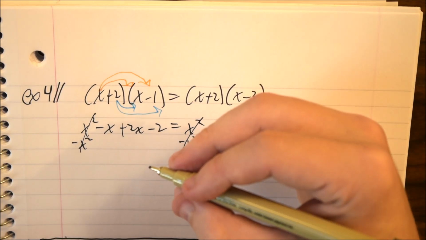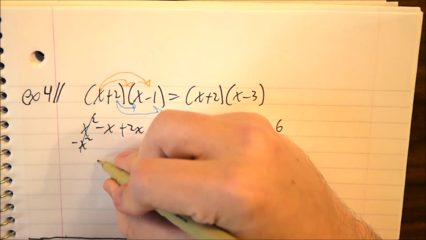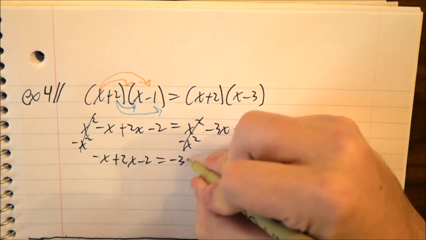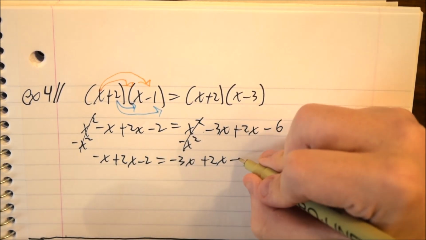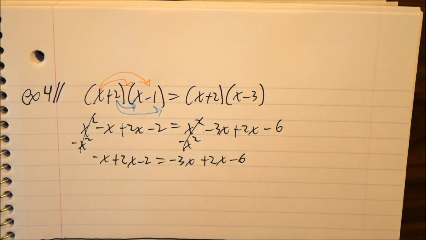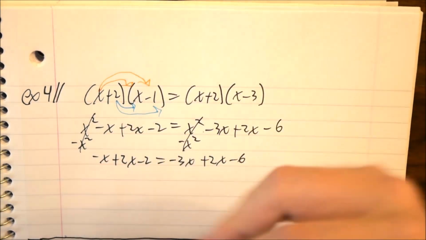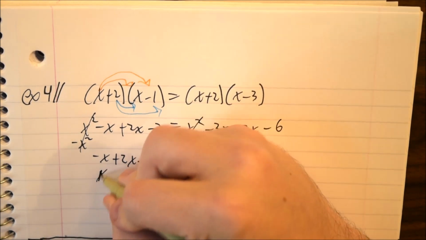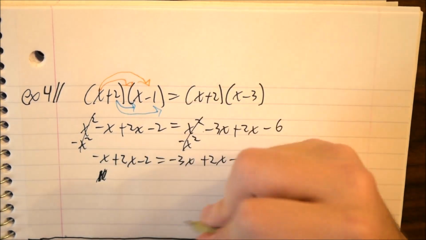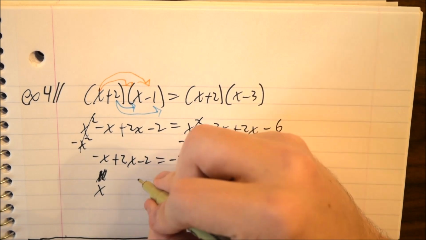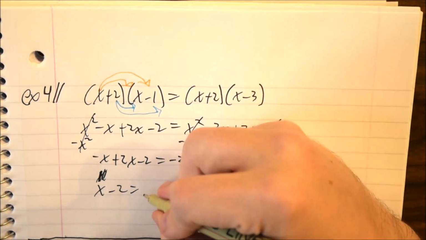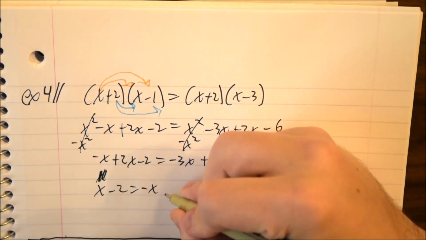So I'm going to go to the next line. I have minus x plus 2x minus 2 equals negative 3x plus 2x minus 6. Okay, now I'm going to gather like terms, solve for x. So I have minus x plus 2x gives me 1x. Let's go to another line actually. Minus x plus 2x gives me 1x minus 2 equals negative 3x plus 2x is a negative x. Then I'm left with minus 6.